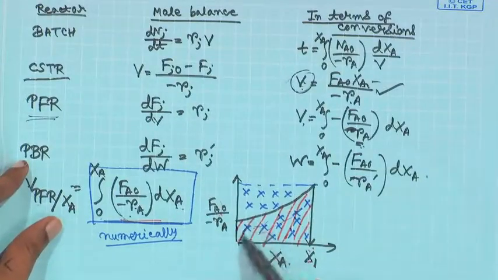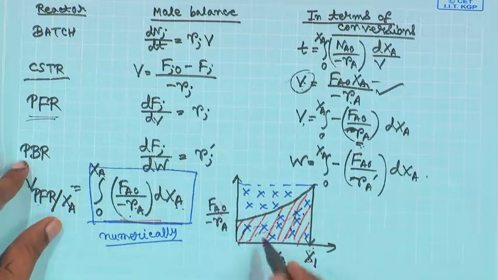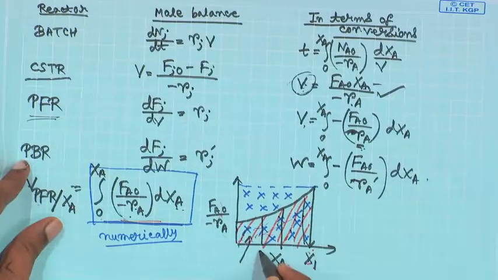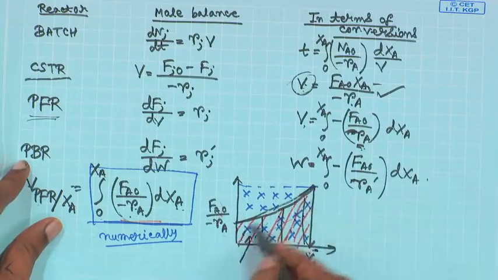Whether you are using several PFRs or one PFR to achieve the same conversion, the total volume is the same, because ultimately, if you look at the graph, it becomes clearer. It is the area under the curve. No matter how many divisions you make, the first PFR will give you a conversion up to here; for the second PFR this is the inlet composition and this is the outlet conversion; for the third PFR, this is the inlet and this is the outlet. So everything will fall under this curve.